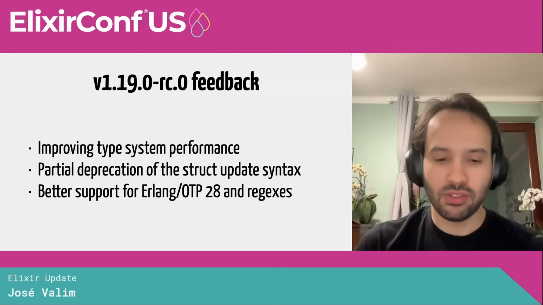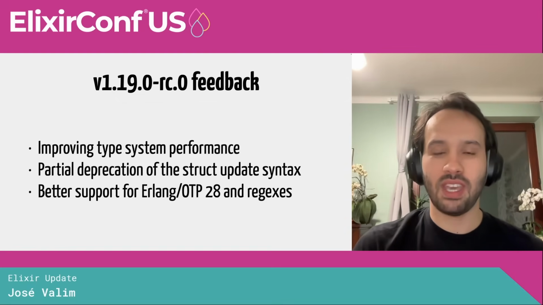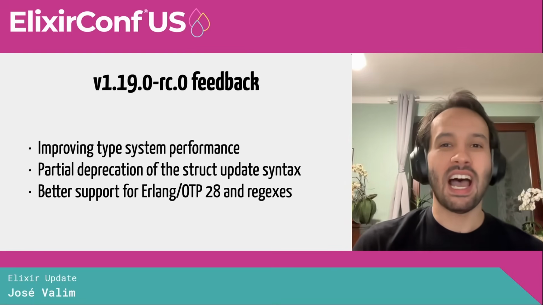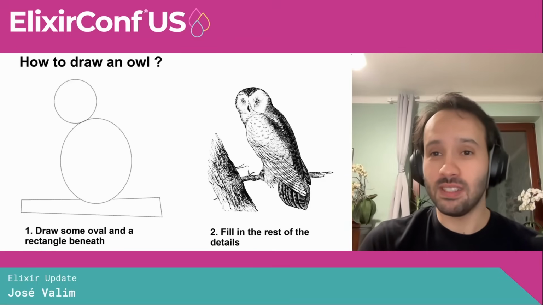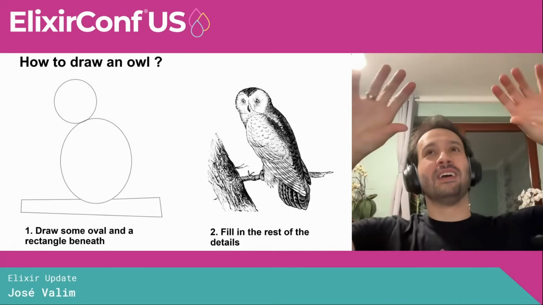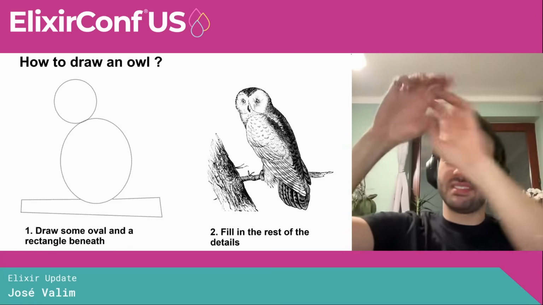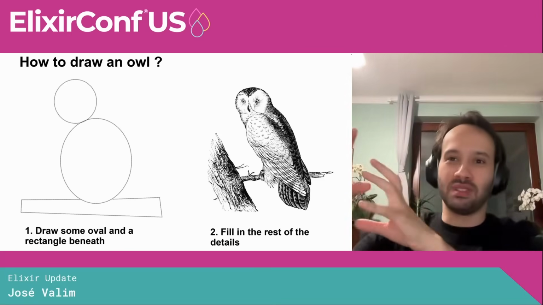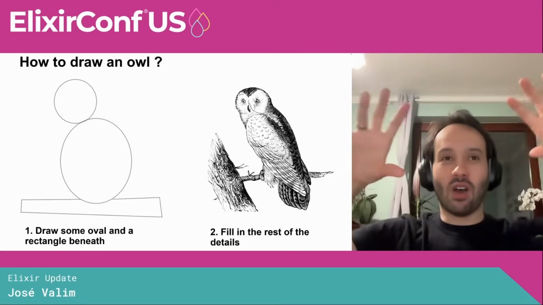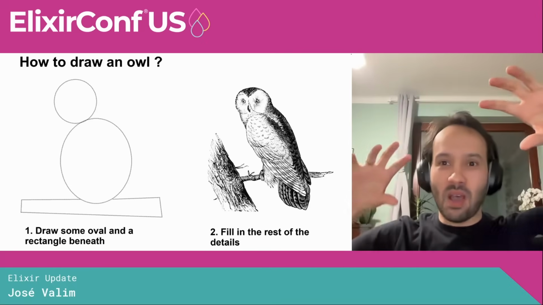When talking about the type system performance, I like to say that in the type system implementation we got to the "how to draw an owl" stage. Because as we have seen, we have been implementing some circles, some spots of the type system throughout those releases. But now we have drawn enough circles that all those different pieces started getting connected.